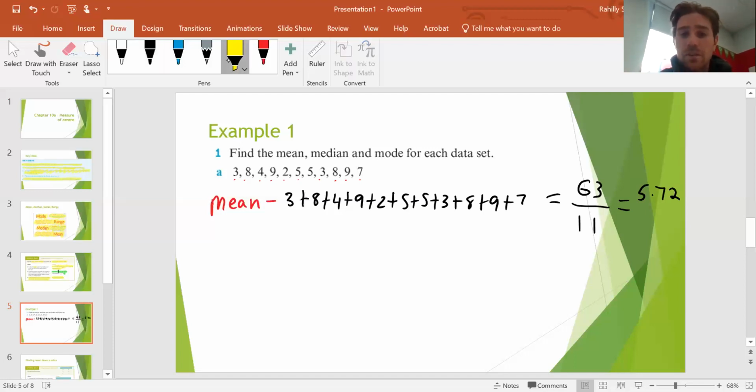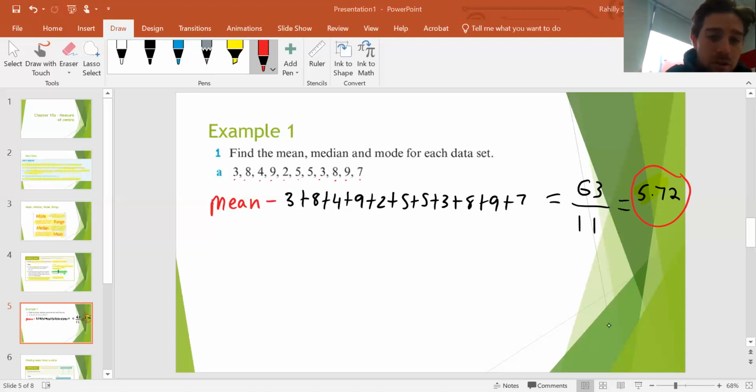Adding all your numbers together and then dividing it by how many you've got. That's your mean. The median is where we need to put it in order. Okay, median.